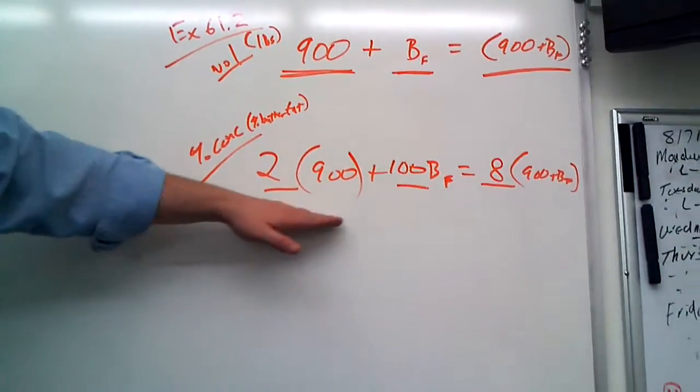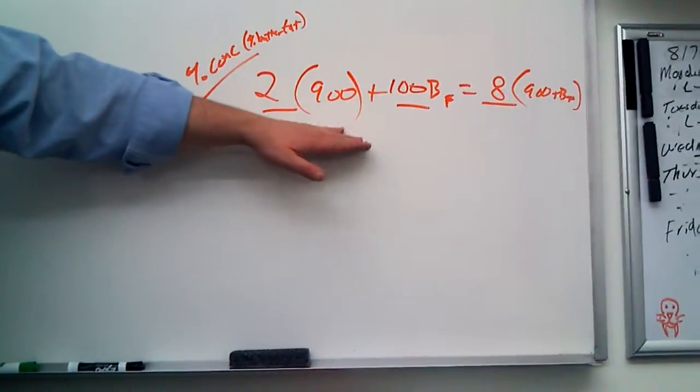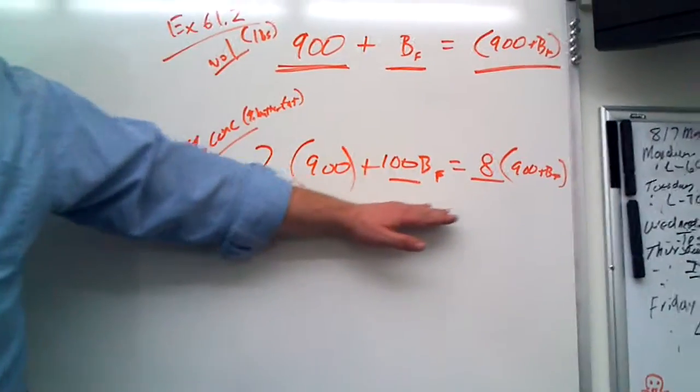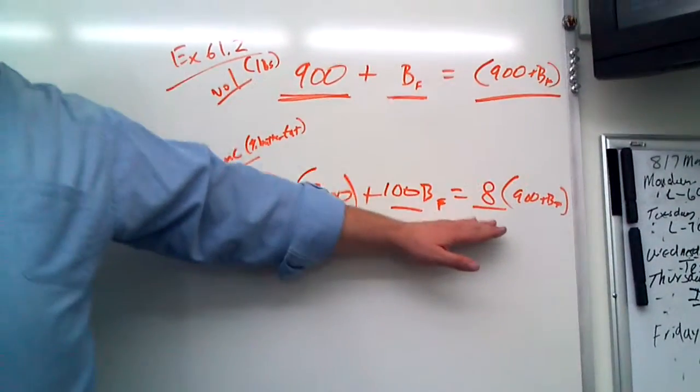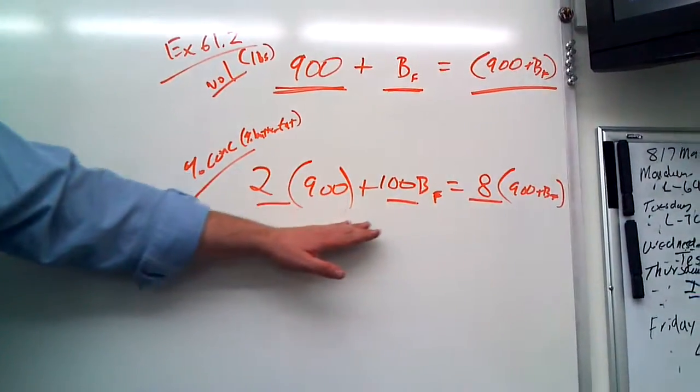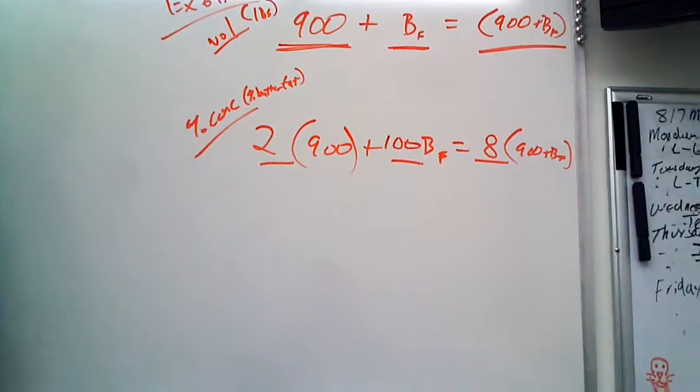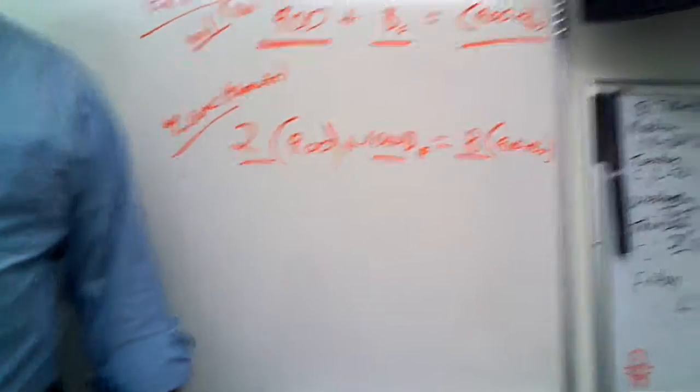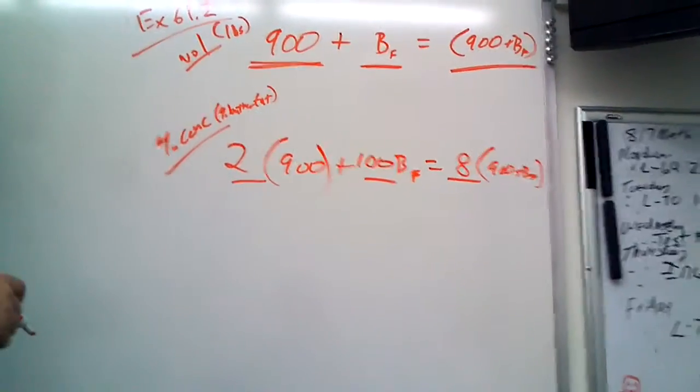So what we have here now is this equation. How many variables are in this equation? One. Just the BF.